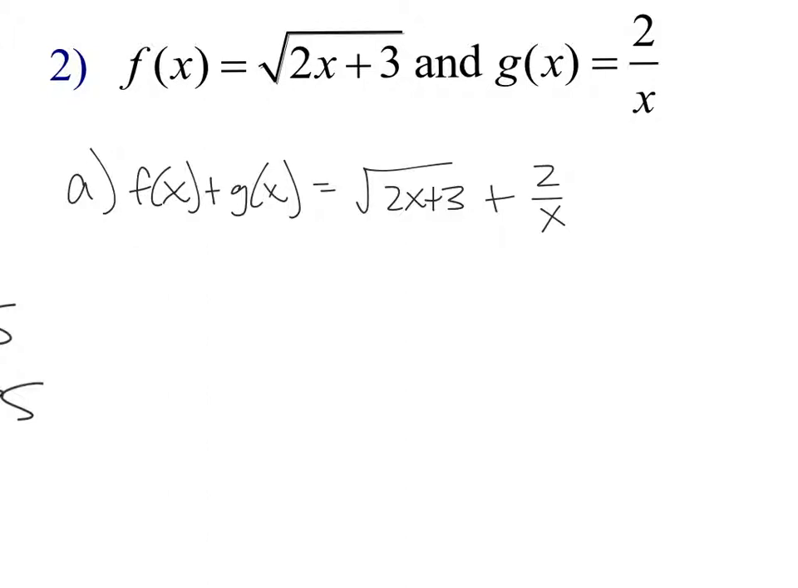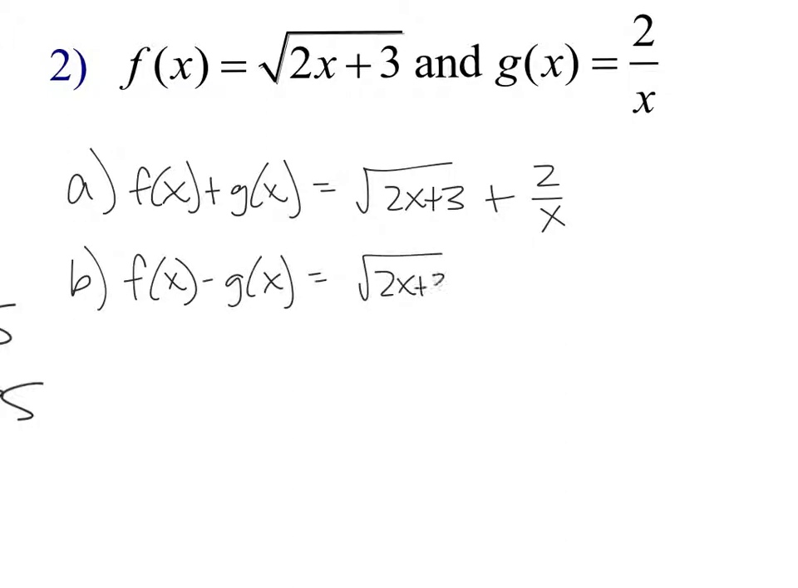You could get a common denominator if you wanted to combine those into one term. It is not necessary though. You don't have to. Part B is f of x minus g of x. So my radical minus my fraction. And we don't have to distribute any negative signs there because it's just minus one term for the g of x. Again, you could get a common denominator if it bothers you that it's two different terms and one of them's a fraction, but it's not necessary.